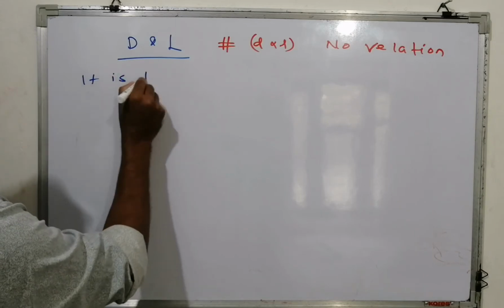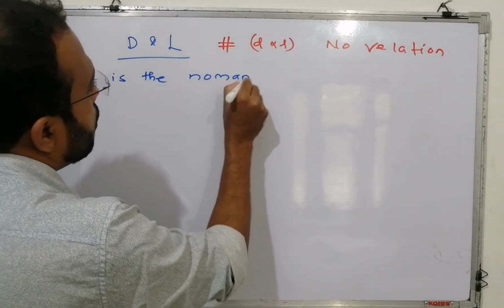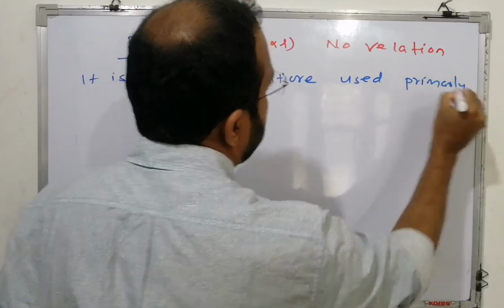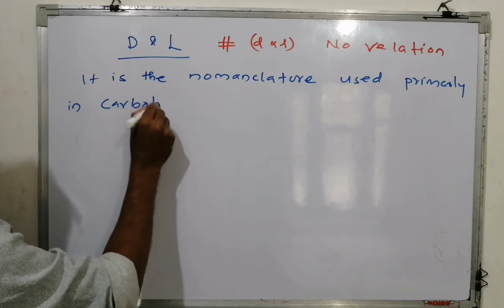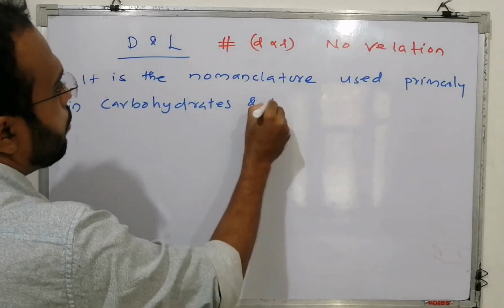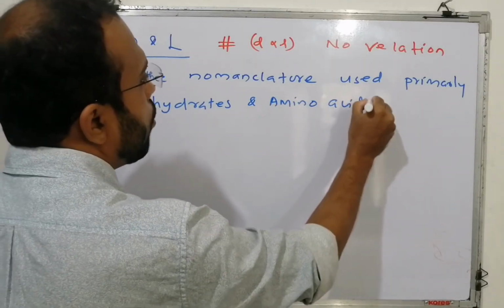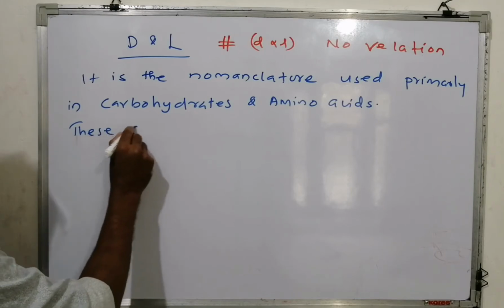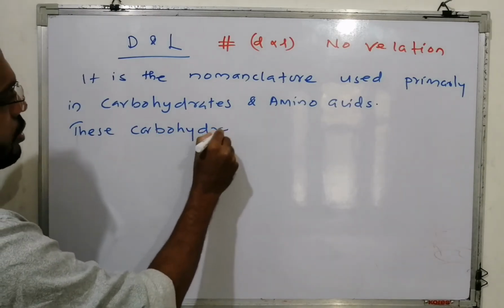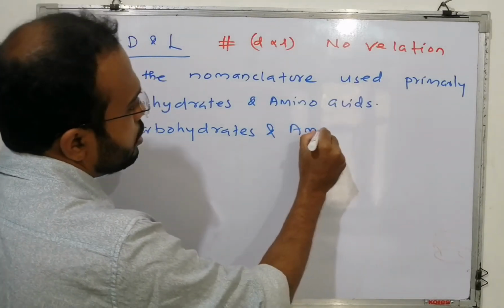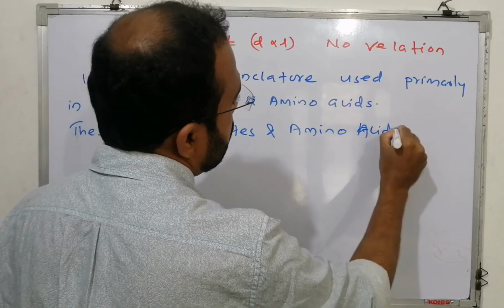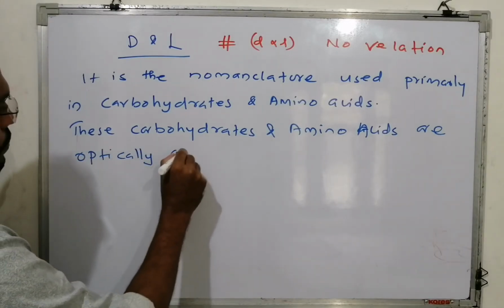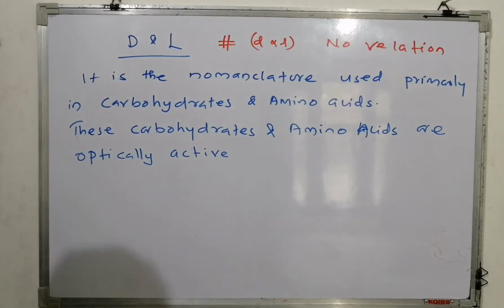Okay, anyway, what is this? It is the nomenclature used primarily in carbohydrates and amino acids. It's used in similar compounds also. These carbohydrates and amino acids are optically active.